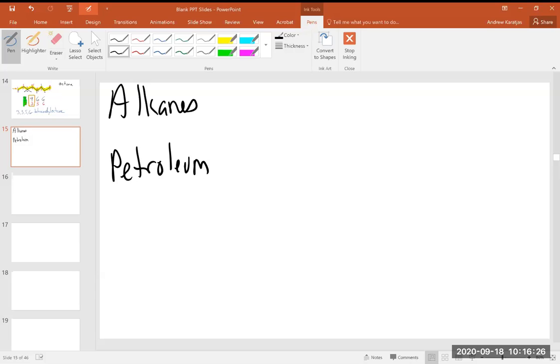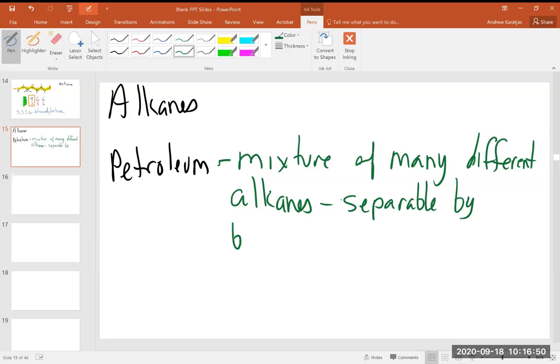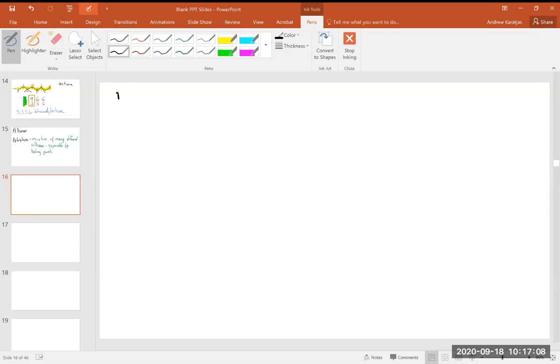So when you hear that term petroleum, what we're really talking about is a substance that's a mixture of many different alkanes. And we can separate those alkanes on the basis of boiling points. So how is it that we're able to do that? And why? And what do we find in those different ranges?